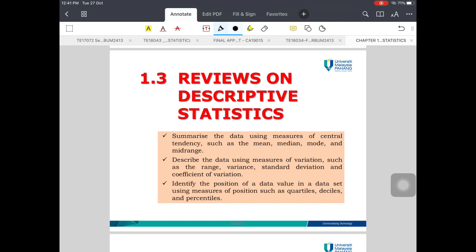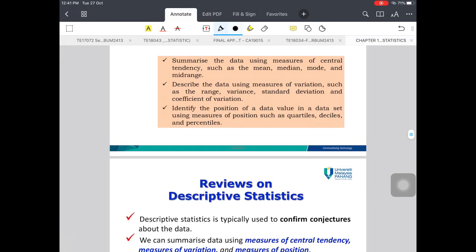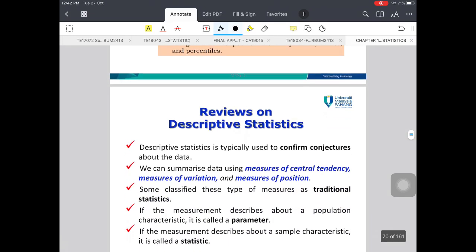I'm going to cover chapter 1.3, review on descriptive statistics. By the end of this topic, you should be able to summarize the data using measures of central tendency, such as mean, median, mode, and mid-range. You need to know how to describe the data using measures of variation. We have range, variance, standard deviation, and coefficient of variation. You need to know how to identify the position of a data value in a data set using measures of position such as quartile, decile, and percentile.